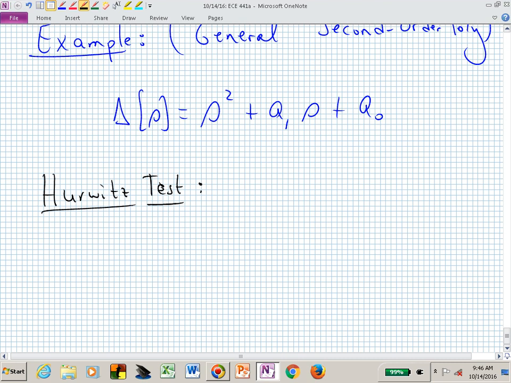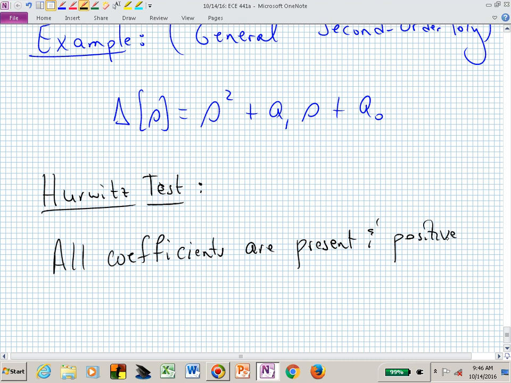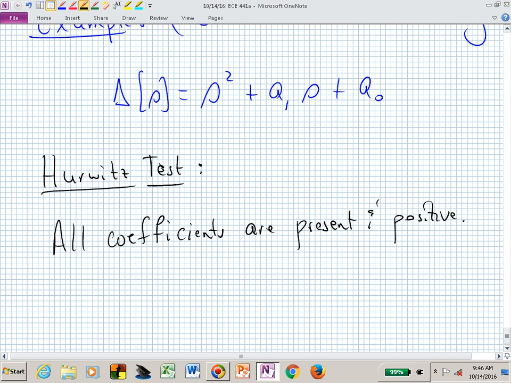And the Hurwitz test says I need to check if all coefficients are present and if they are positive. And we don't know yet what A1 and A sub 0 are. In a generic sense, they're just coefficients, so let's see what they need to be. We really need more information in order to work with this particular case. So now, let's build up the Routh array.